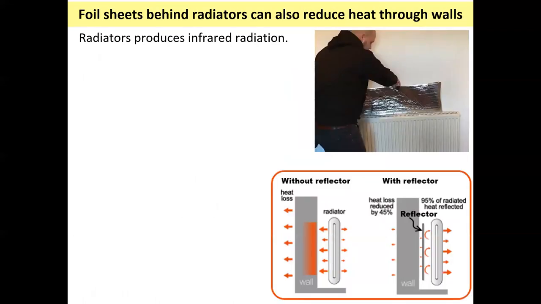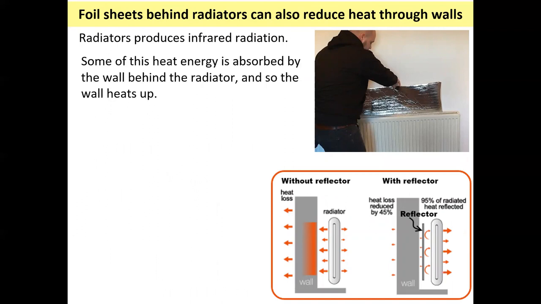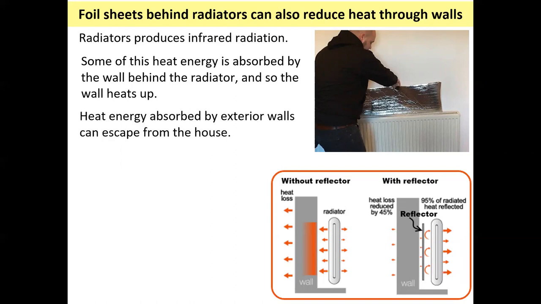Foil sheets behind radiators can also reduce heat loss through walls. You can see that this gentleman here is placing one of these foil sheets behind his radiator. Now you can see the shiny side is facing the back of the radiator. Radiators produce infrared radiation, and some of this heat energy is going to be absorbed by the wall behind the radiator and heat the wall up. Now, if this is an exterior wall, that's going to cause a lot of heat loss from your home. So heat energy absorbed by exterior walls will then escape from your house.